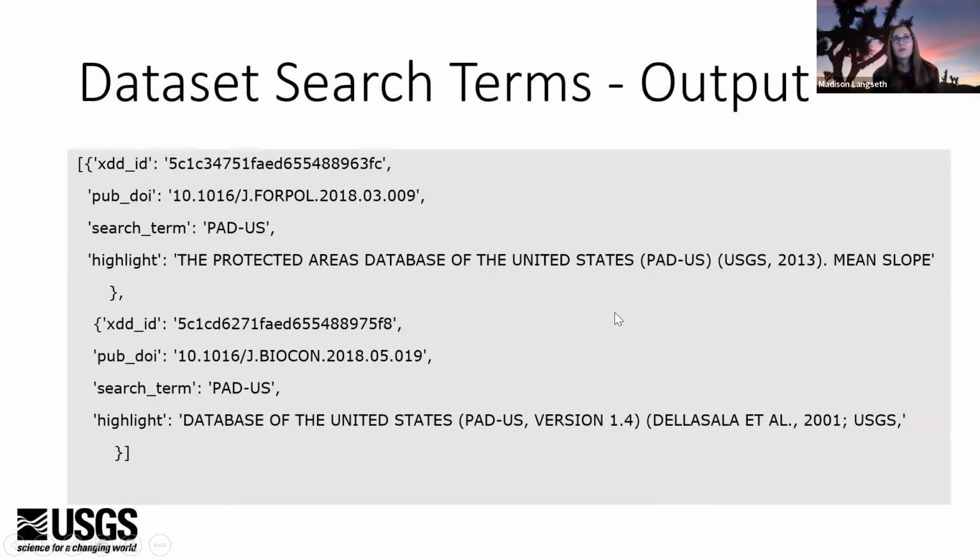And printing the first two mentions looks like this. We see the XDD article ID here, the publication DOI if one exists, the search term that was found, that's here, and then the snippet of the publication where the search term was found, and that's this highlight down here.